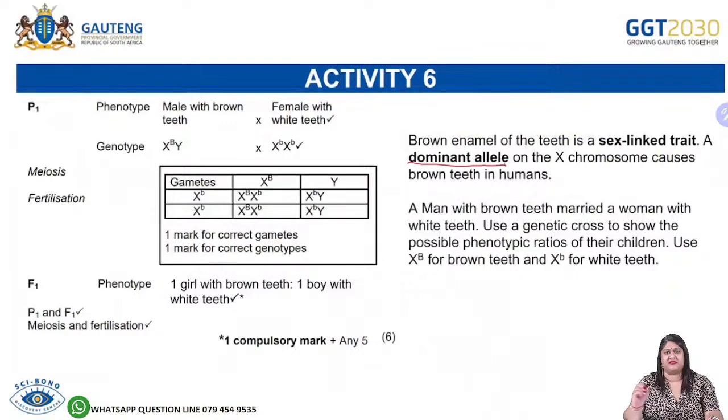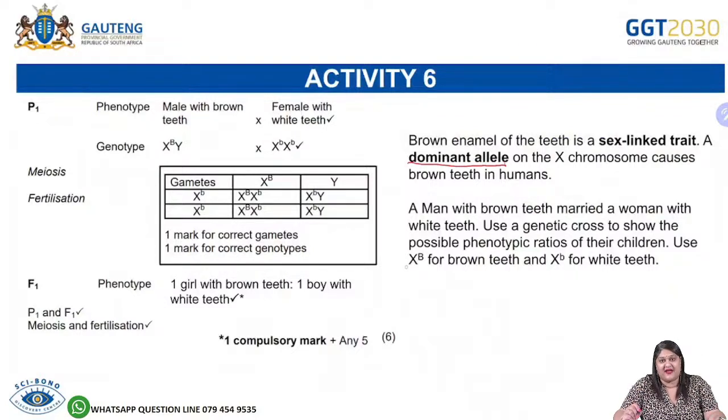It's very important, grade 12, that when we get situations like this, we underline everything and really engage with it. But let's read it first and I'll teach you how to do it. Brown enamel of the teeth is a sex-linked trait. A dominant allele on the X chromosome causes brown teeth in humans. A man with brown teeth married a woman with white teeth. Use a genetic cross to show the possible phenotypic ratios of their children. Use X superscript B for brown teeth and X superscript small letter b for white teeth.